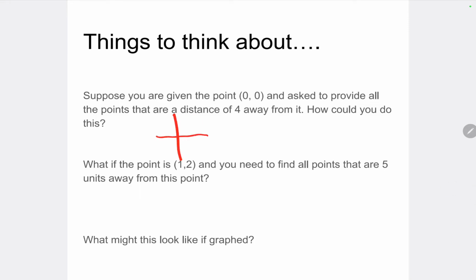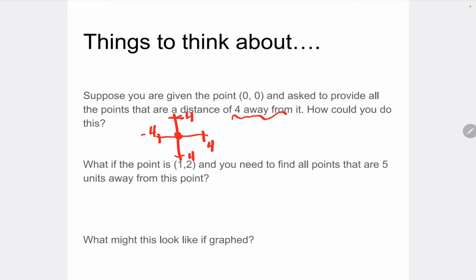We might know that 4 on the x-axis, 4 on the y-axis, even -4 on the x and y-axis are all points that are a distance of 4 away from the origin. But are there other points that are a distance of 4 units away?